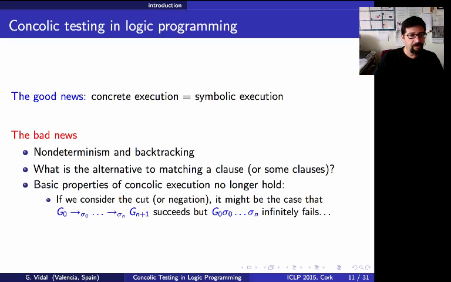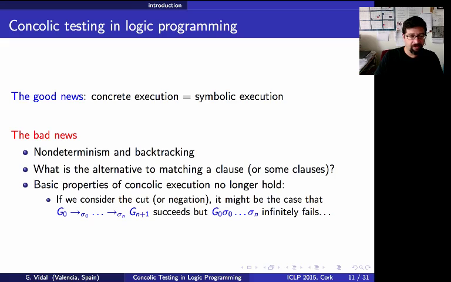And finally, some very basic properties of concolic execution in imperative languages no longer hold here. For instance, if our language is not pure logic programming but also includes operators like cut or negation, it might be the case that we have an execution, a concrete execution or a symbolic execution actually, that succeeds computing some bindings, and if we back propagate these bindings to the initial goal, this goal follows a completely different execution path.